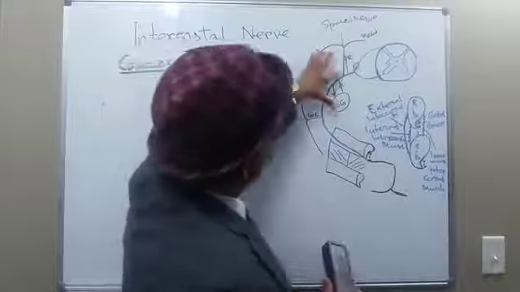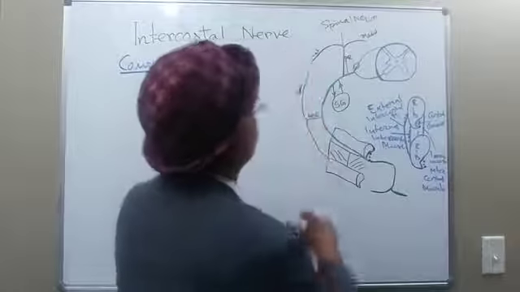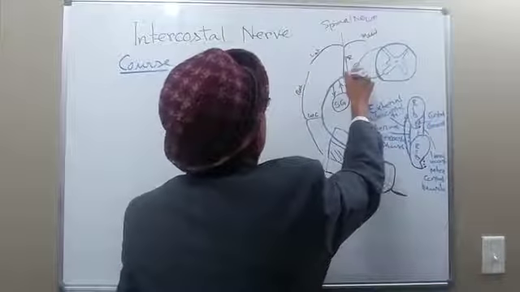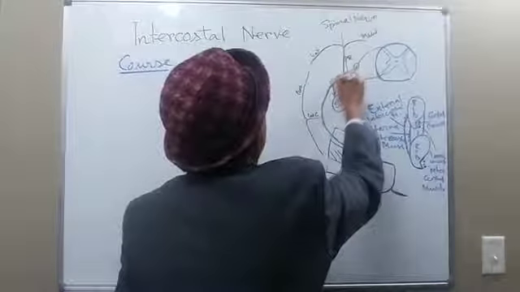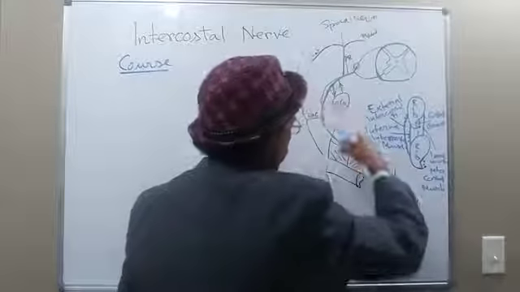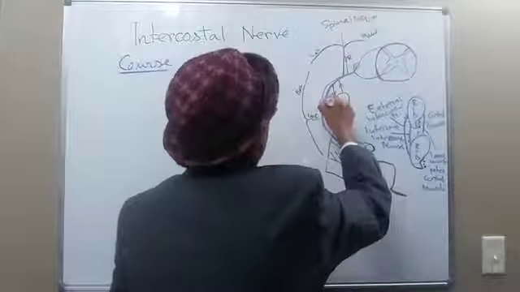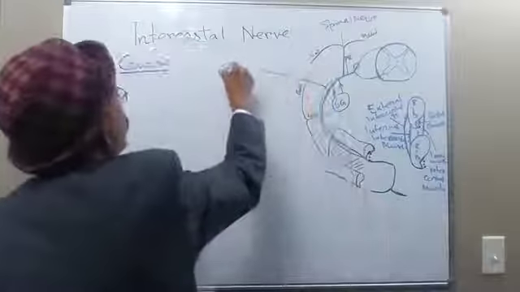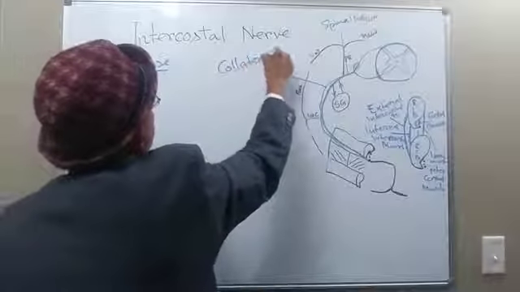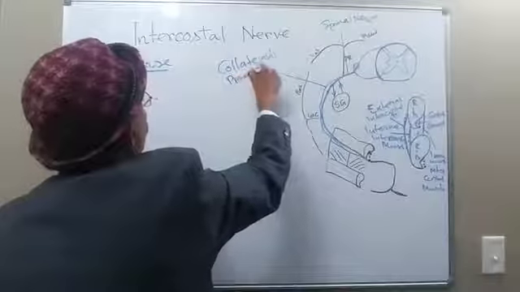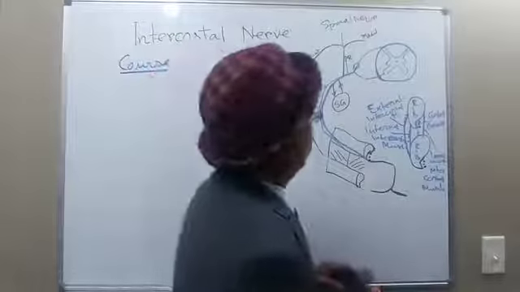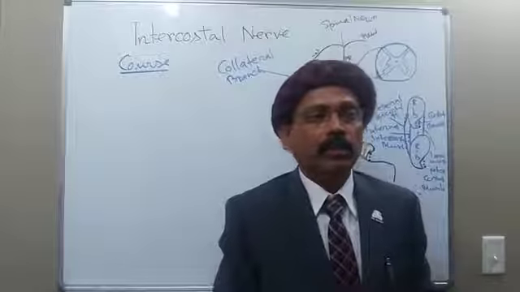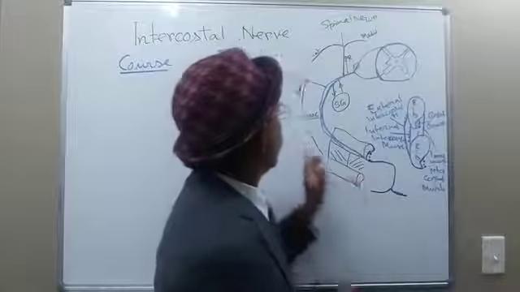So this is the intercostal nerve. It usually gives a collateral branch very close to the neck of the rib. That collateral branch should go down. So we got the collateral branch, and it has other branches.